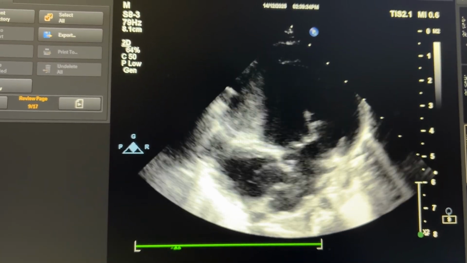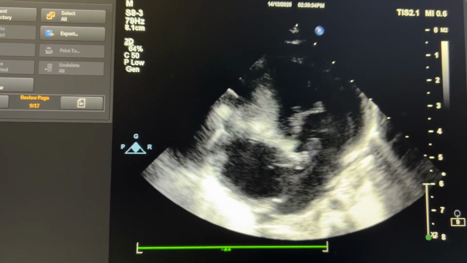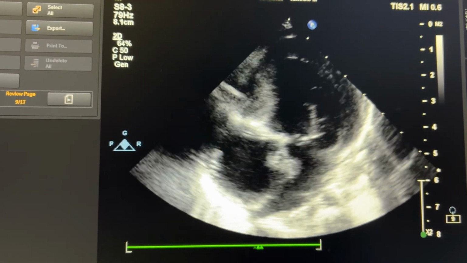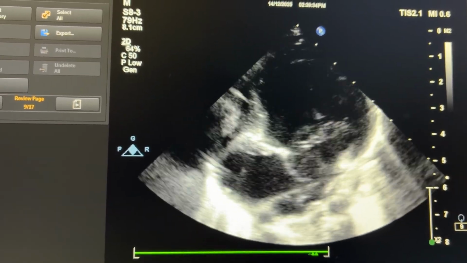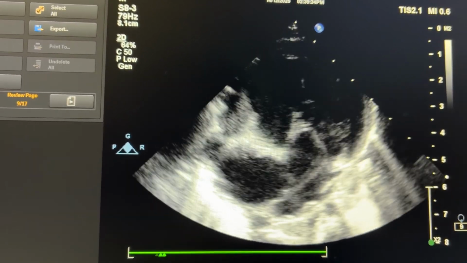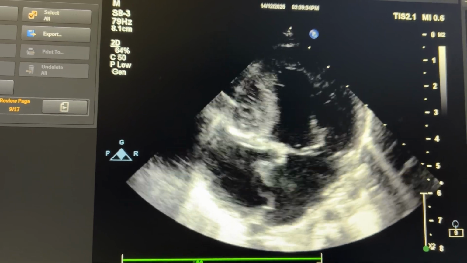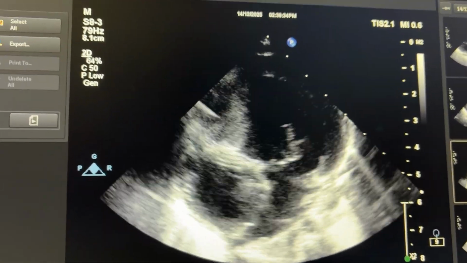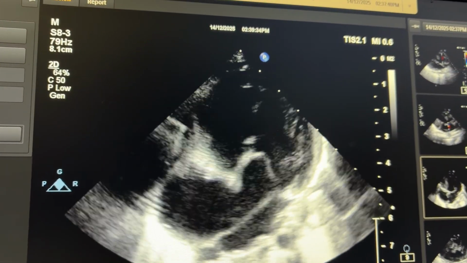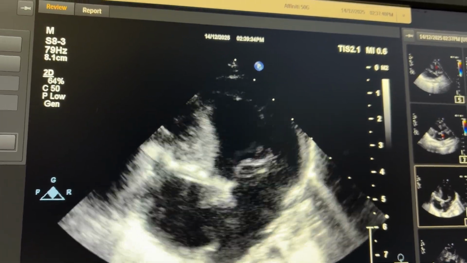This is the case of tricuspid valve atresia, d-transposition of great arteries with ASD and VSD. Congenital heart disease is usually tough to explain. I am trying to explain it.